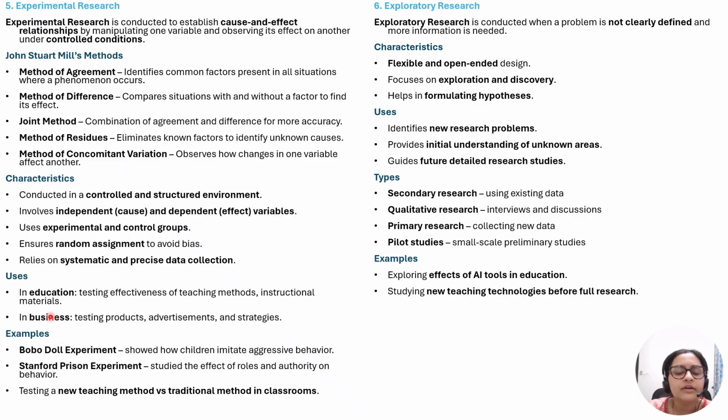What are its uses in education? It helps in testing effectiveness of teaching methods and instructional materials. In business, it helps in testing products, advertisement, and strategies. So well-known examples are Bobo doll experiment. Okay, this showed how children imitate aggressive behavior. Bobo doll is a model. In Stanford prison experiment, it studied the effects of roles and authority on behavior.